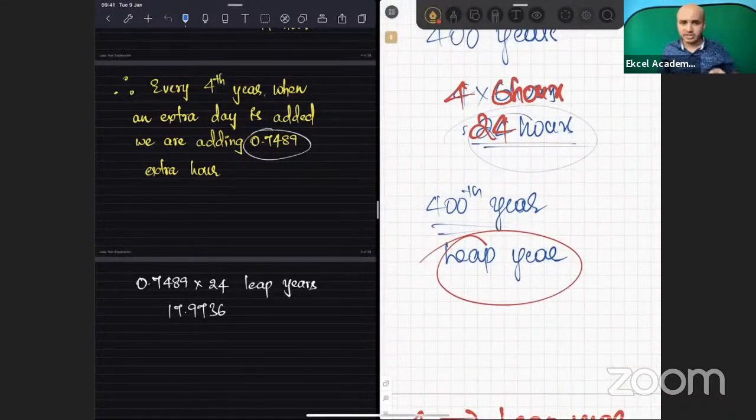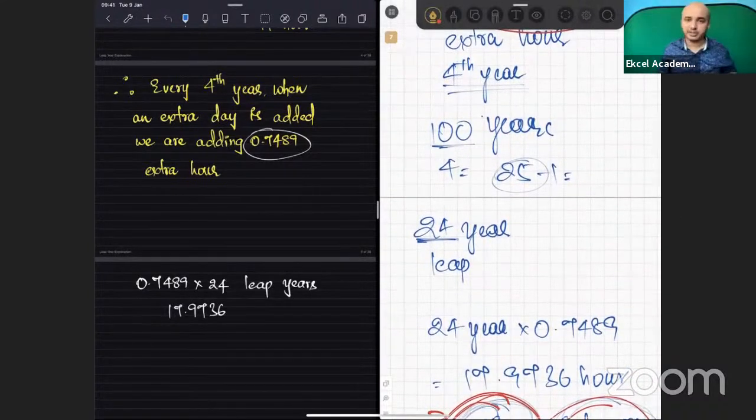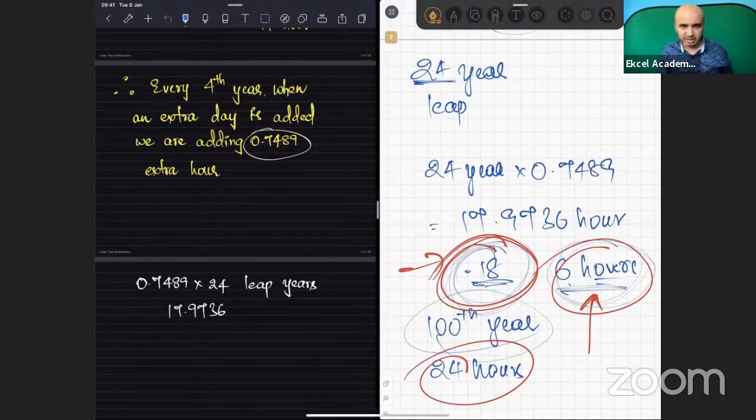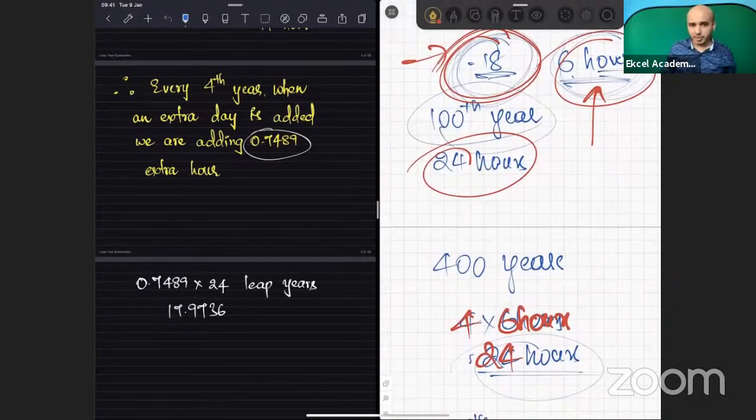If you haven't followed this in one go, I would suggest once the live session ends, rewatch the same video again. I'm sure you will understand. All that you require is a pen and paper to calculate, and it will be easy for you to understand why a particular year is a leap year and why certain years, even though divisible by 4, are still not considered leap years. So that was about leap years. I hope you have understood the topic.